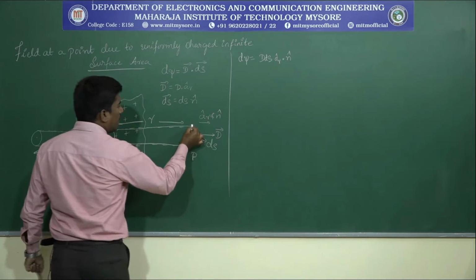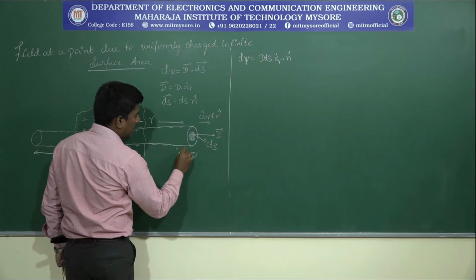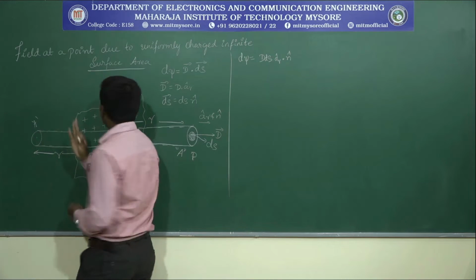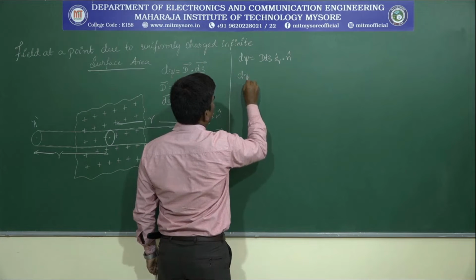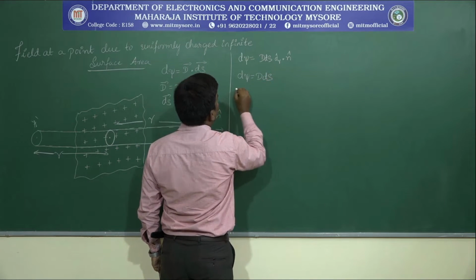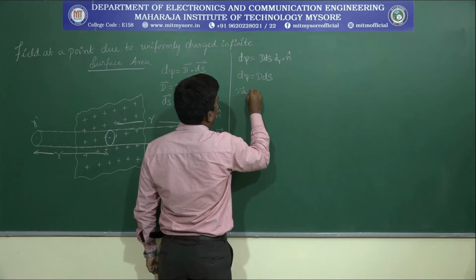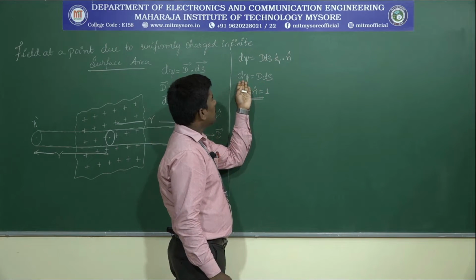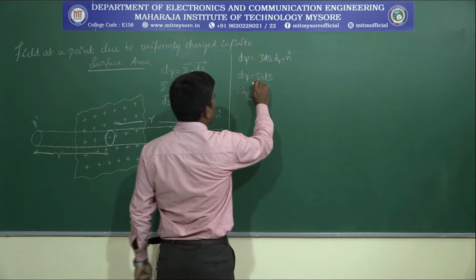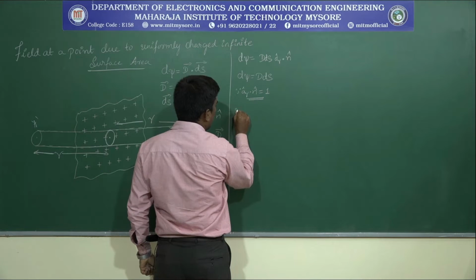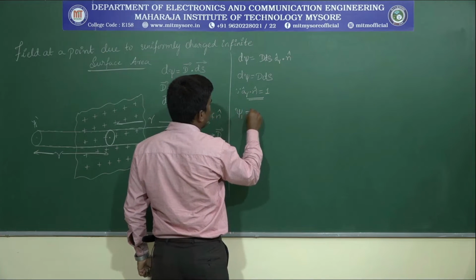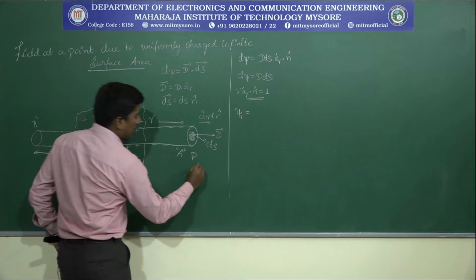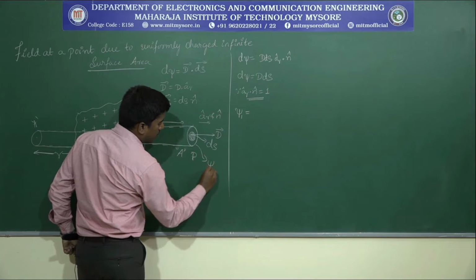Let A be the area of this flat surface. Then d psi is equal to D dS, because the magnitude of A cap R and N cap is equal to 1. So d psi is equal to D dot dS. Got it? Keep this equation as it is. Now, let psi 1 be the electric flux due to the flat surface 1.